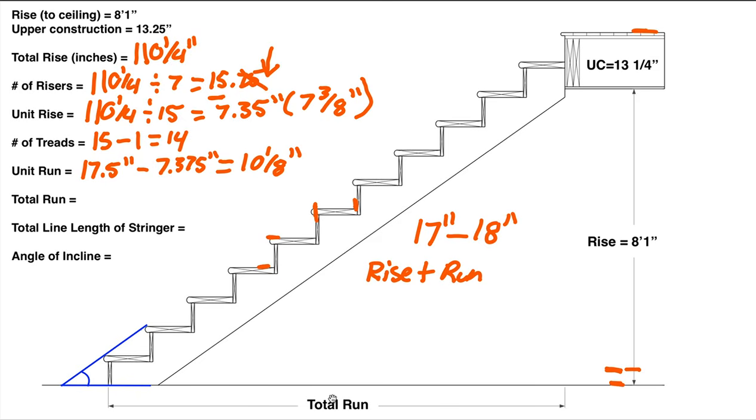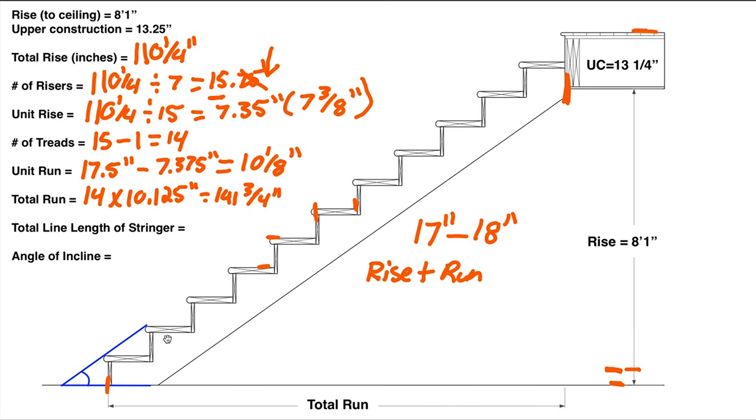So to figure out our total run, that's pretty easy. We have 14 runs and we have the size of that. So we just need to go 14 times 10.125 inches equals 141 3/4. Okay, so 141 3/4 will be from the face here to our last riser.